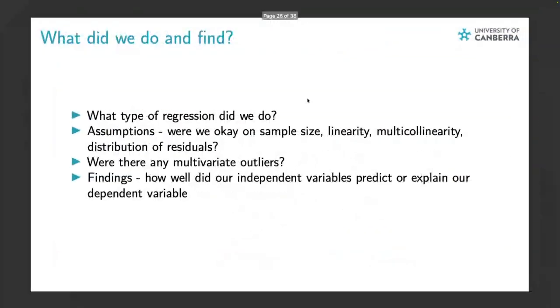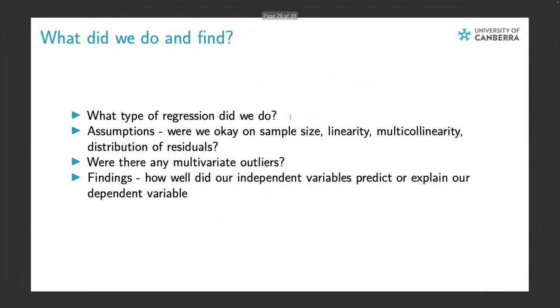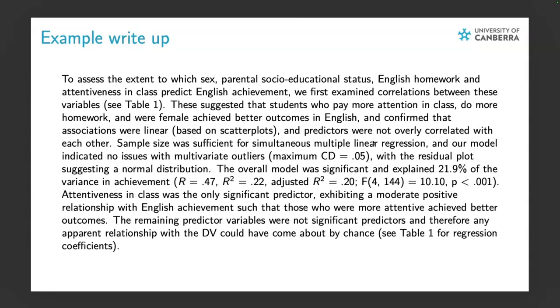This is again the questions to think about and how to do the write-up of what type of regression did you do, the assumptions. Were we okay on sample size, linearity, multicollinearity, and distribution of residuals? Were there any multivariate outliers? And how well did our independent variables predict or explain our dependent variables? So this is what the write-up looks like.